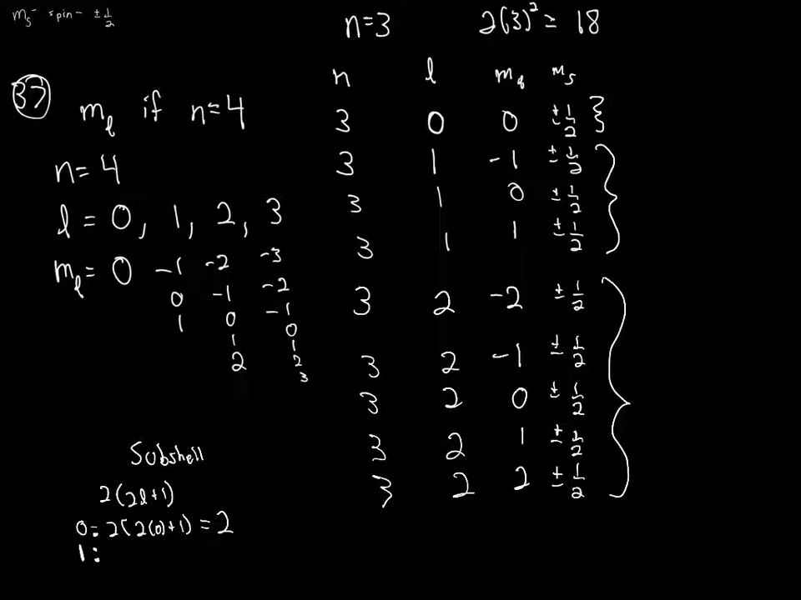Okay. Let's see what it looks like for the L equals 1. If I plug in 1, 2 times 2 times 1 plus 1. What number do I get? What's 2 times 1? 2 plus 1. 3 times 2, 6. I should have 6 electrons in the L equals 1 subshell. It is made up of this guy, this guy, and this guy. So that's 2 electrons plus another 2 plus another 2. 2, 4, 6. 6 electrons in that subshell.